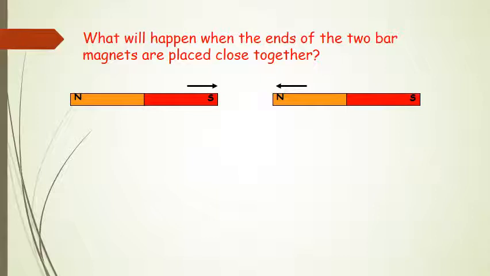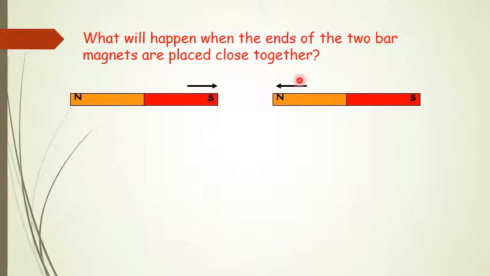So that was yesterday's lesson. Today we're going to start talking about how the different types of poles in a magnet react together. Any magnet has two poles. The one with the S is called the south pole, and the one with the N is called the north pole.